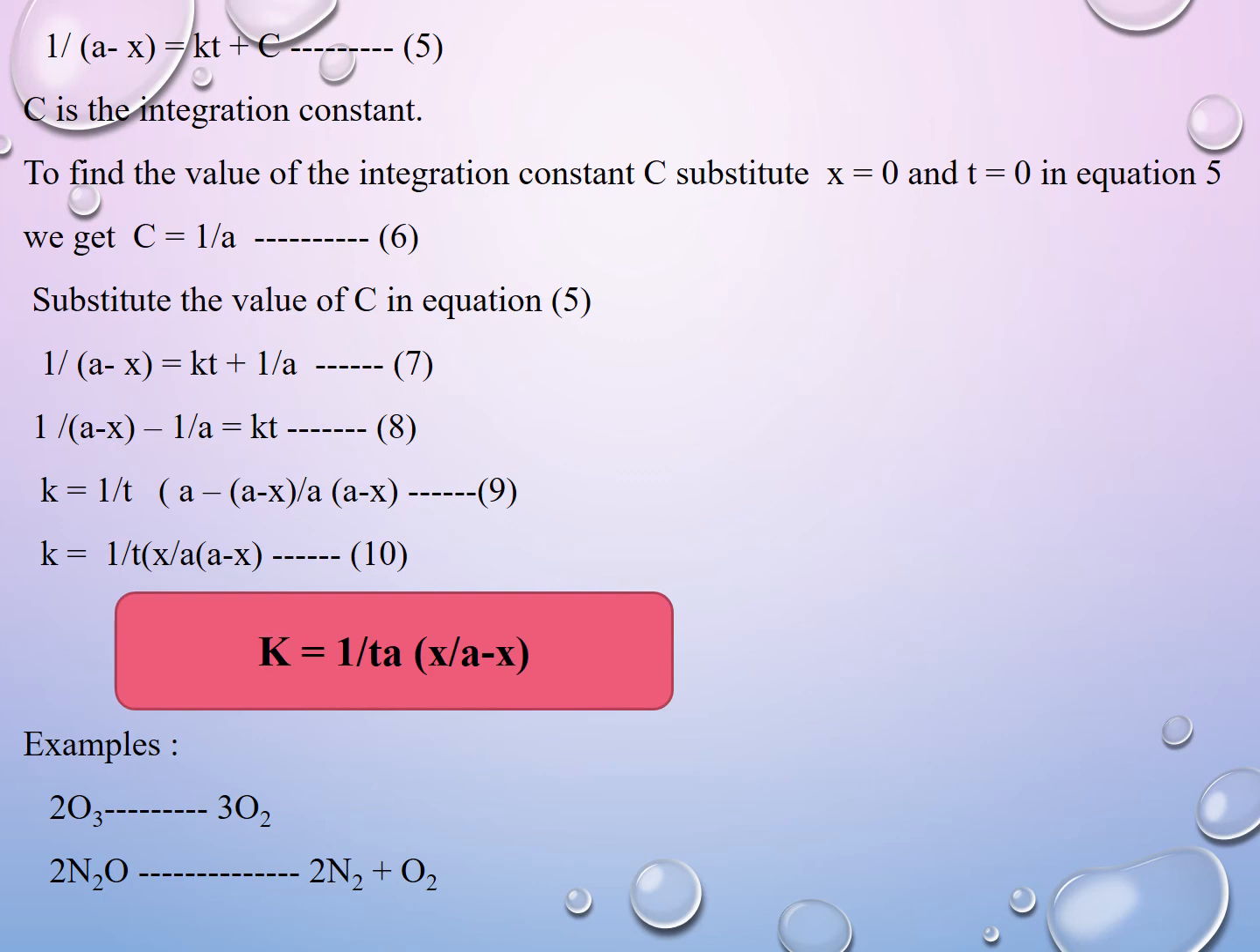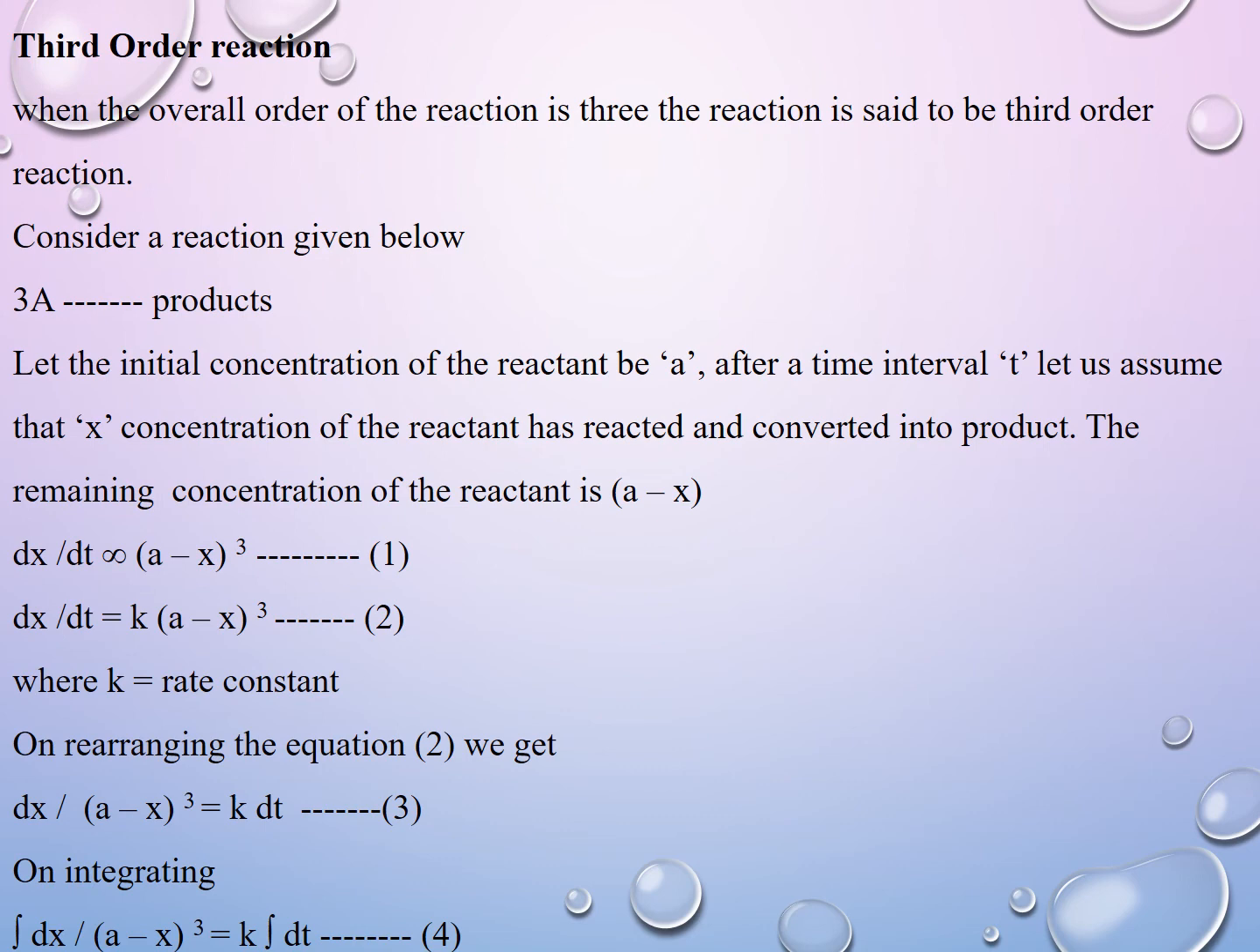So now very good examples of second order reactions are the ozone molecules. Two molecules of ozone get converted into oxygen, and dinitrogen monoxide gets converted into nitrogen and oxygen. The third order reaction.